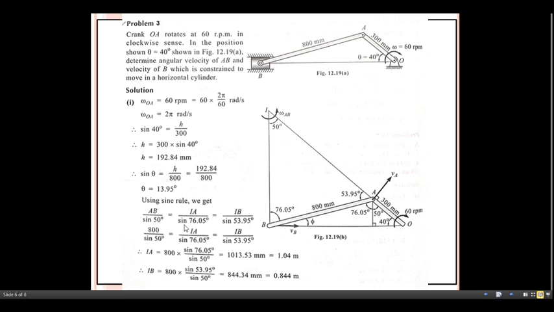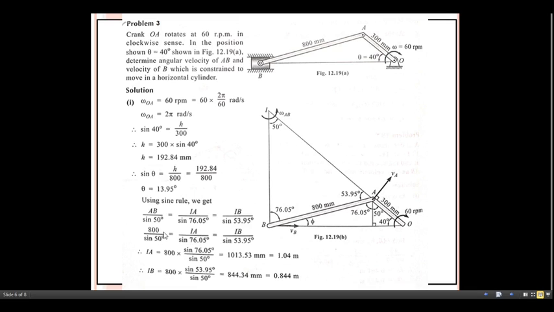So IA divided by sine of 76.05 equals IB divided by sine of 53.95. In this way, just write the sine rule. Once we write it here, we know the length AB, 800 mm, with us. Just substitute here 800 divided by sine of 50. Equate this term with this one and equate this term with this one.